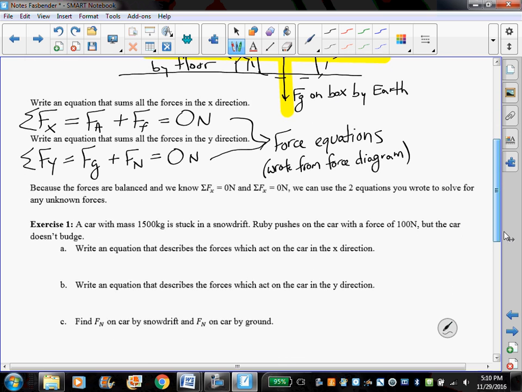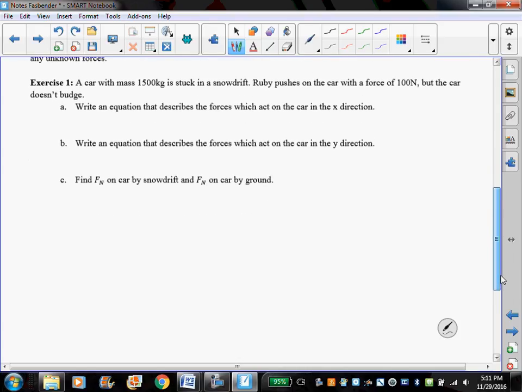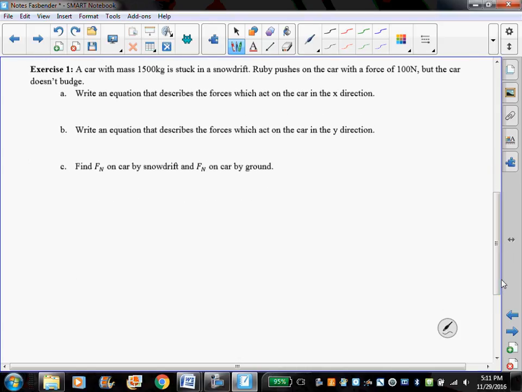Now they're going to help us solve problems because perhaps I want to know what the force of normal is. Well, if I want to find that normal force, as long as I know what the force of gravity is, I can use this force equation to figure it out. So let's do that here in exercise 1. So a car of mass 1,500 kilograms is stuck in a snowdrift. Ruby pushes on the car with a force of 100 newtons, but the car doesn't budge.